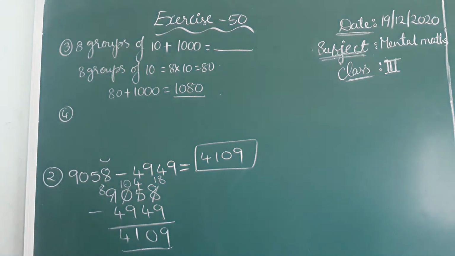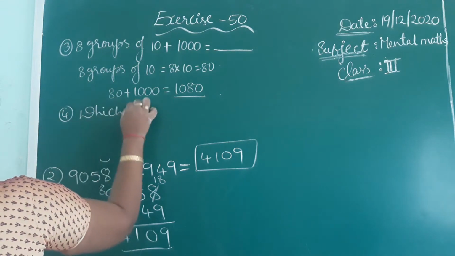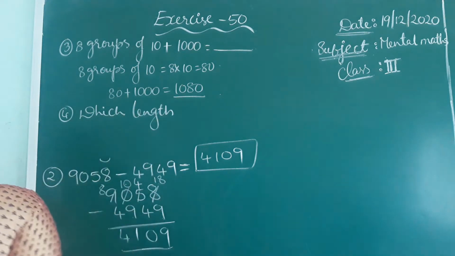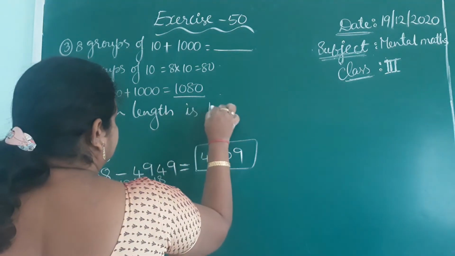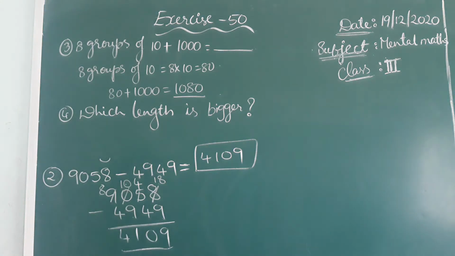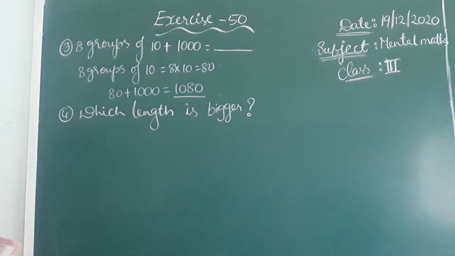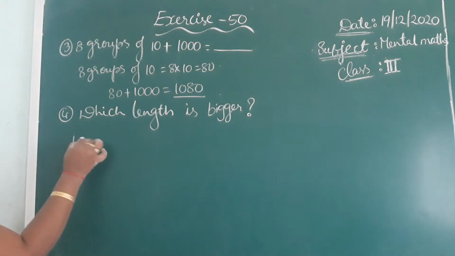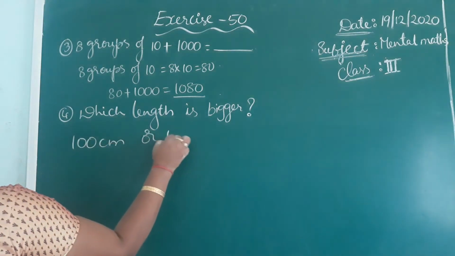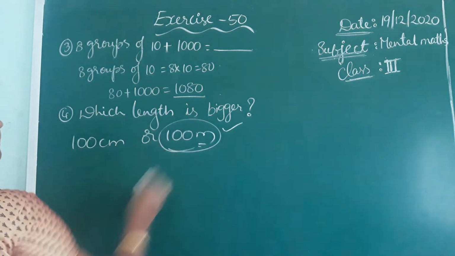Fourth one. Which length is bigger? 100 centimeter or 100 meter? Which measure is bigger? That one only we have to see. Which measure is more, Amma? Meter measure is more. So 100 meter is the bigger one.